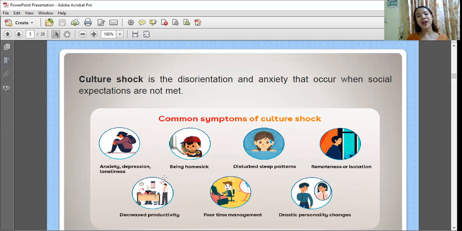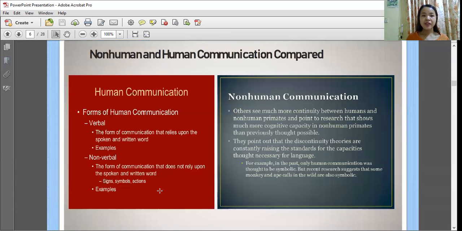For example, sometimes I also feel culture shock when I am far from my family. I miss home, and sometimes I feel anxiety and stress when I cannot control my work, if the work is in a rush, or when I cannot control my time management. And here I will talk about non-human and human communication compared.